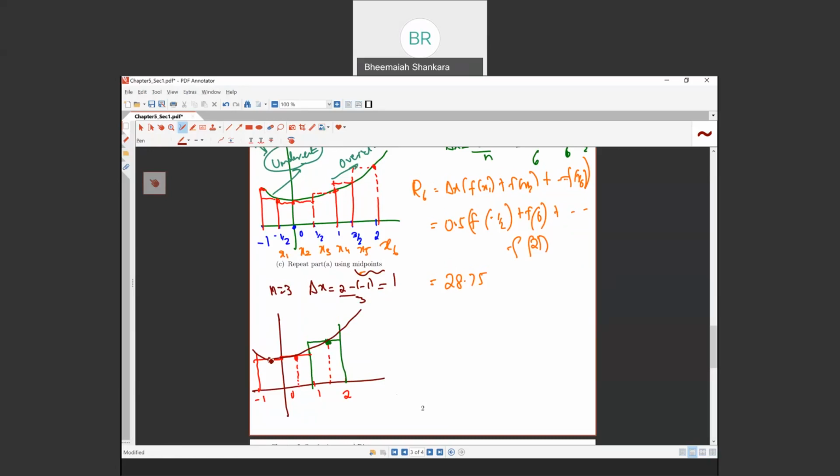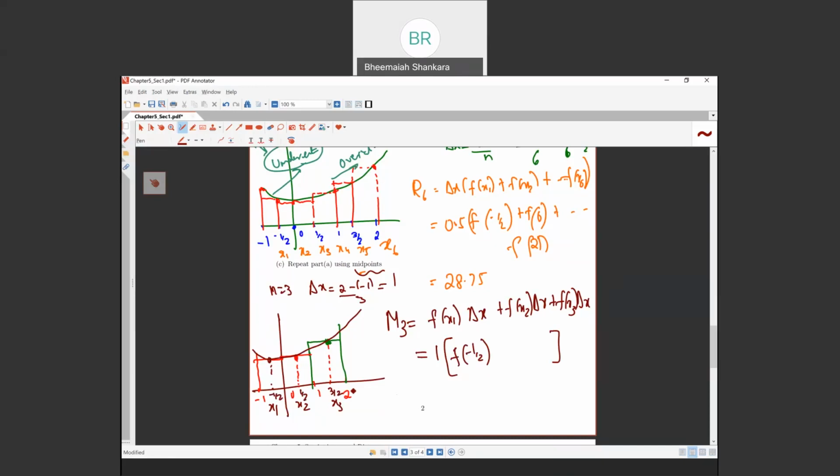So let's write the formula. M sub 3 equals f of x1 delta x, f of x2 delta x, f of x3 delta x, and name this as x sub 1, x sub 2, x sub 3. So delta x is 1, calculate the functional value at negative half, and then at half, and then at 3 halves.